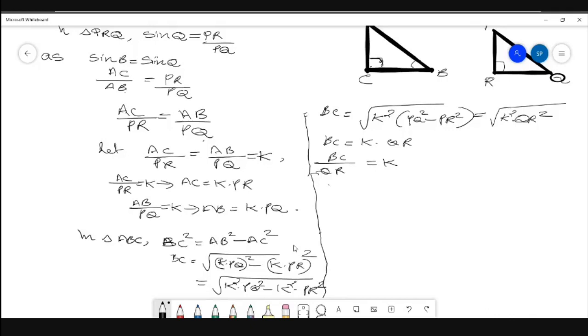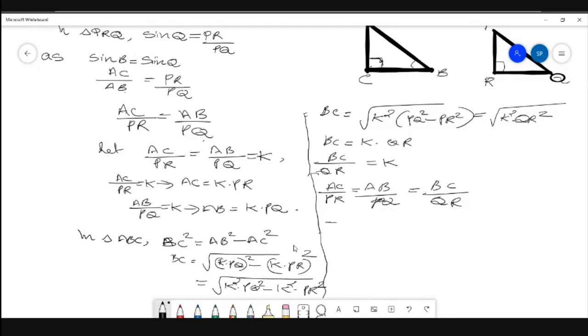So we can say that AC by PR equal to AB by PQ equal to BC by QR. So all these three sides are in proportion.